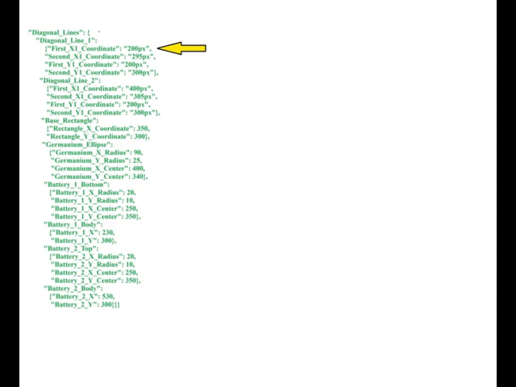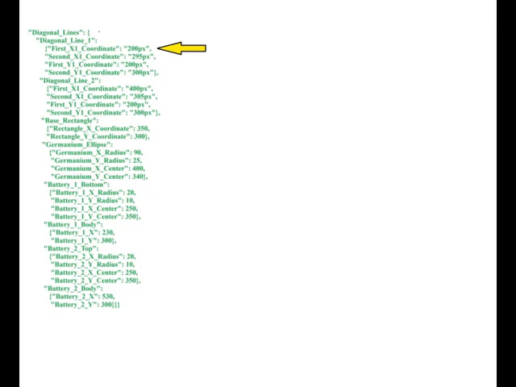One of these objects is diagonal line 1. If you examine the diagonal line 1 object more carefully, you will see objects stored inside the diagonal line 1 object. The first x-coordinate object is stored inside the diagonal line 1 object. Now I know what you're going to ask me at this point. Why is there a colon next to the first x-coordinate object?